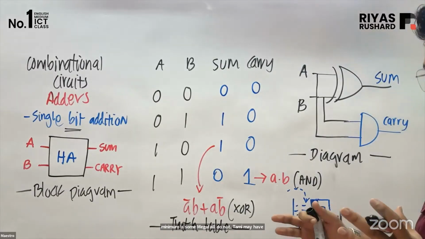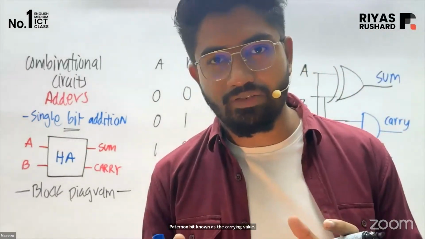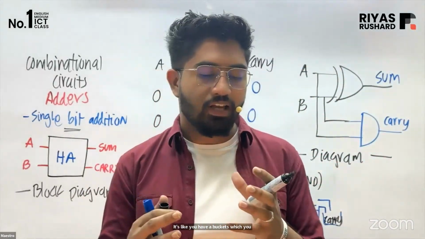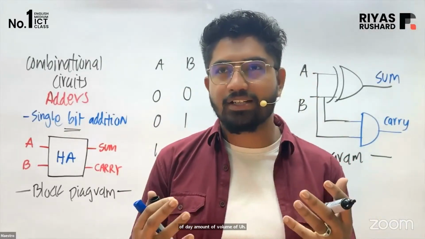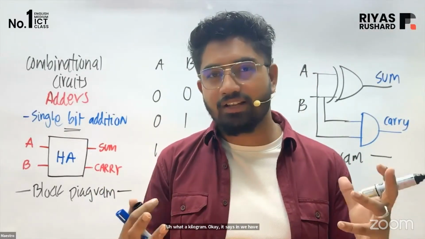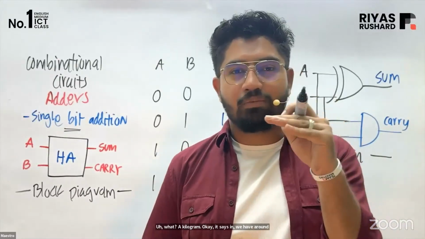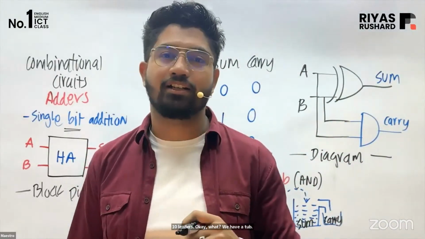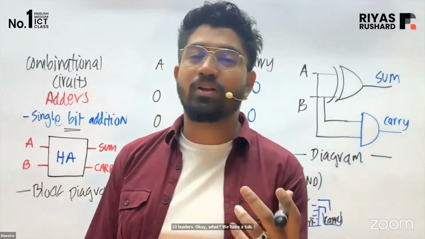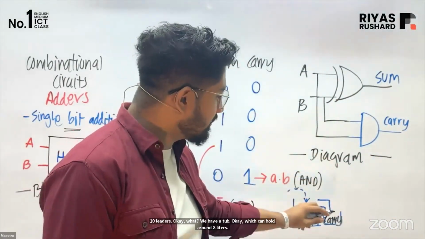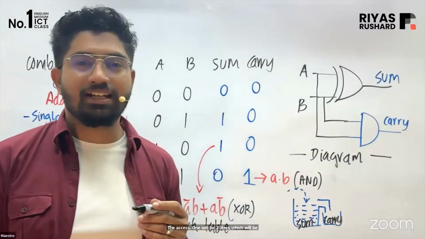It's like you have a bucket which can hold a certain volume of water. Let's assume we have around 10 liters of water, and we have a tub which can hold around 8 liters. The excess will be 2 liters, which will be saved in this other one. That we call the carrying value.